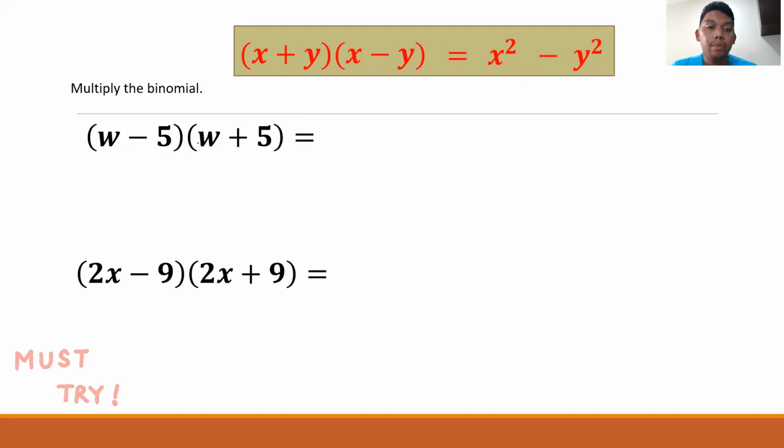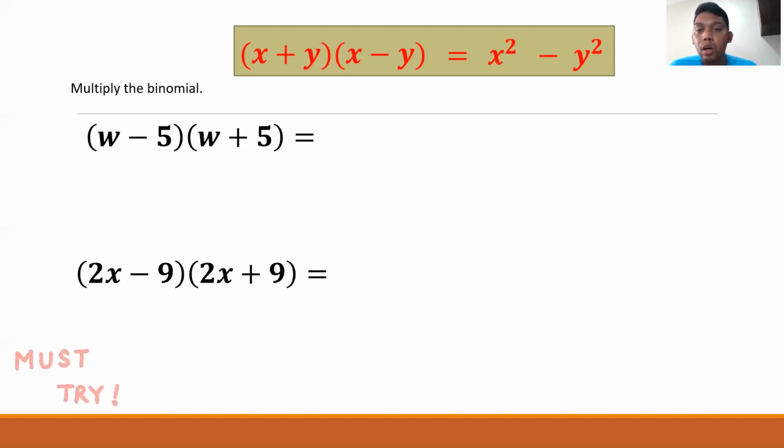W minus 5 quantity times W plus 5. How are you going to establish that these factors are a sum and difference? Their first terms should be the same, and the last terms should be expressible in the same manner. Sometimes it may not look the same, but there are times that you have to square root or square, so you have to really investigate the given.